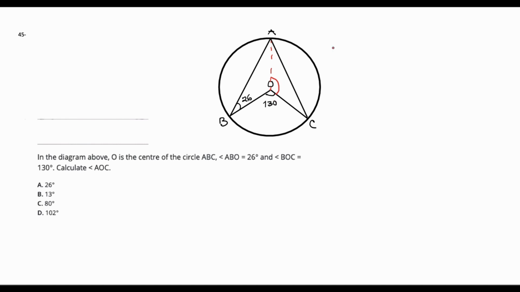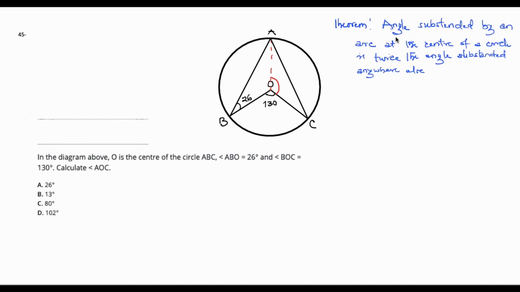So how do we do that? Well, the first step is to recall a theorem that says that the angle subtended by an arc at the center of a circle is twice the angle subtended anywhere else. The arc we're talking about here is arc BC, and the two angles subtended by this arc are angle BOC and angle BAC. The theorem says that the angle subtended at the center of the circle, which is this angle BOC, is twice the angle subtended anywhere else, in this case angle BAC.